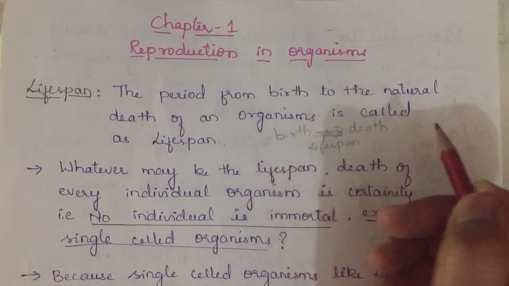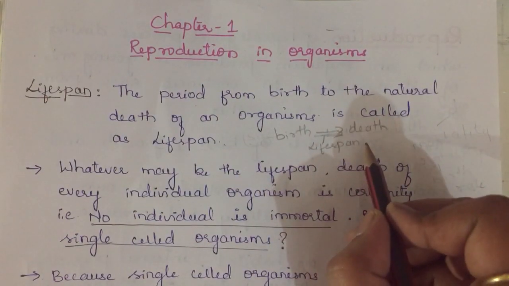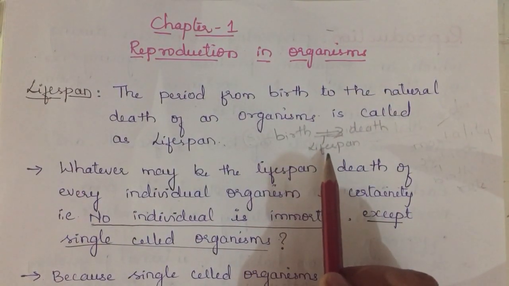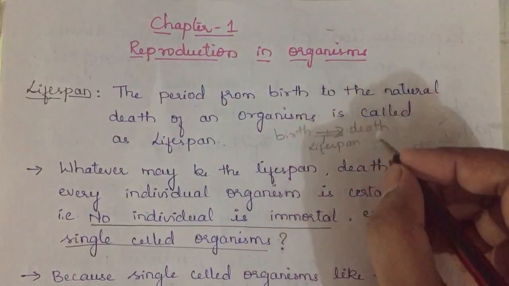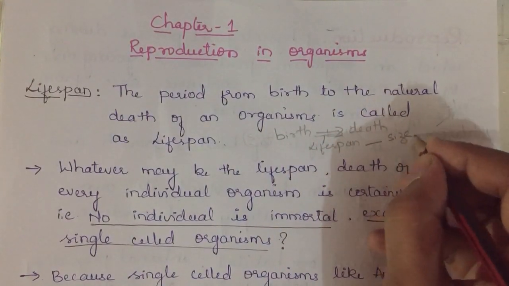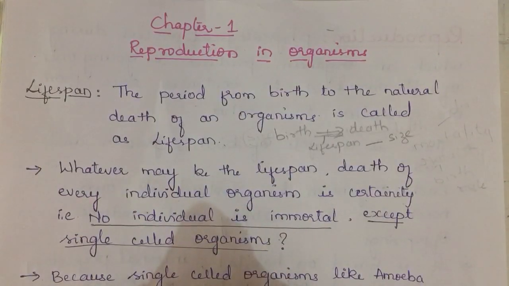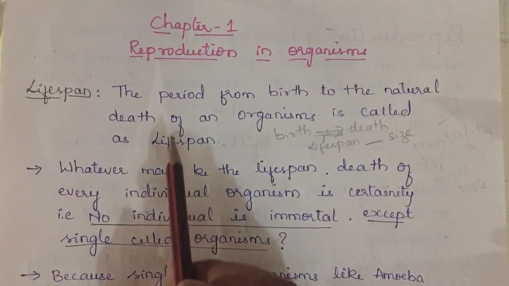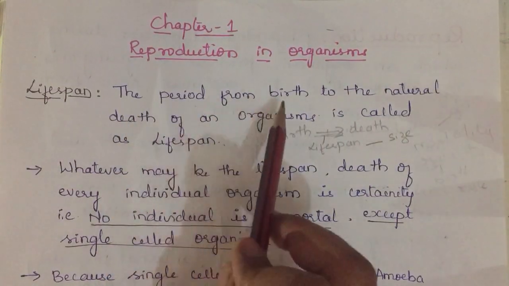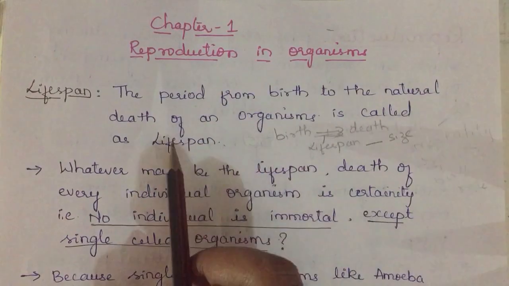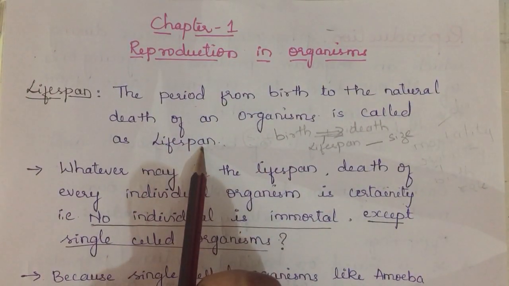Now this lifespan is not dependent on the size of the organism. As you might be thinking, if the size of an organism is huge, then its lifespan might be more, like an elephant, and if the size of an organism is small, then its lifespan might be less. No, it does not depend on the size of the organism. So, lifespan: the period from birth to natural death of an organism. One more question it can be asked: define lifespan.